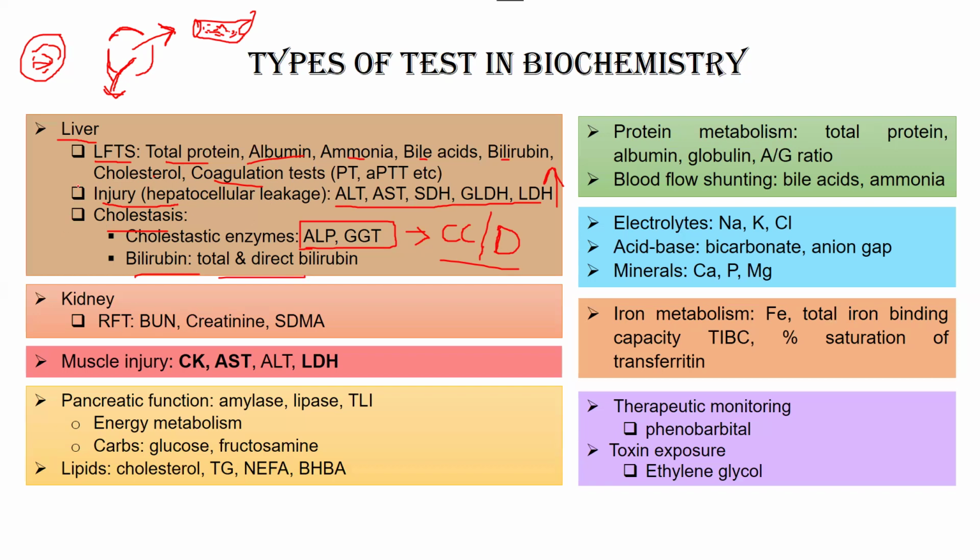Those are the tests of the liver, then we have kidney. In kidney we only have functional tests. So you see in liver you have three types of tests: functional tests, and these non-functional tests, which are basically hepatocellular leakage tests mainly. But in kidney you only have functional tests. In this panel we measure BUN, blood urea nitrogen, creatinine, SDMA.